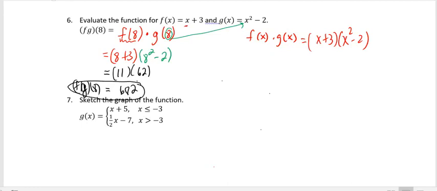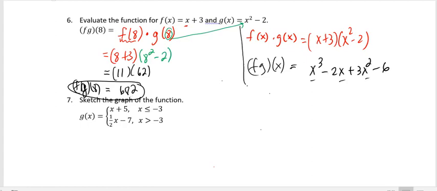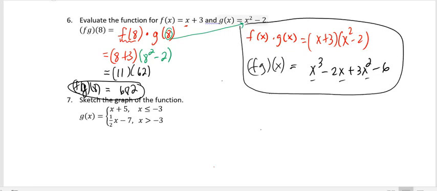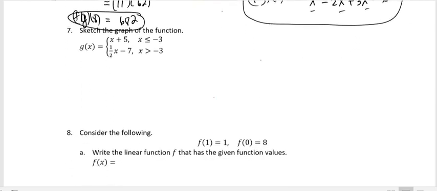So if you were to multiply all of this out, you get x cubed plus 3x squared minus 2x minus 6. If you plug in the 8 for all your x's here, then you should end up with 682. Okay. But you don't have to worry about the right side here. If you did the left side, then that's good. Any questions on 6?